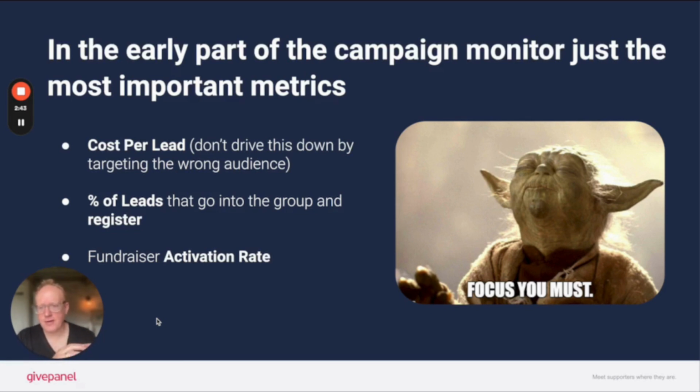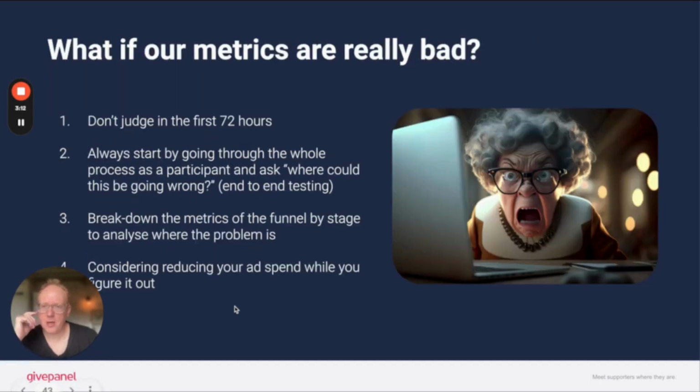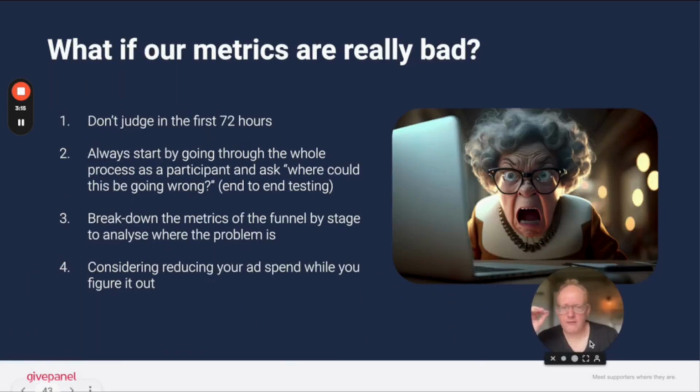And then you also want to measure the fundraiser activation rate, because that's the thing you really want to focus on and improve. That's going to be key to working out whether there is a problem there that we can fix with email, or something else we can do to improve that fundraiser activation rate. Those are the main ones I would focus on in the early part of the campaign, and I would try not to get bogged down in lots of other metrics until you might need to, because something goes wrong, which I'm about to cover. So what if your metrics are really bad?